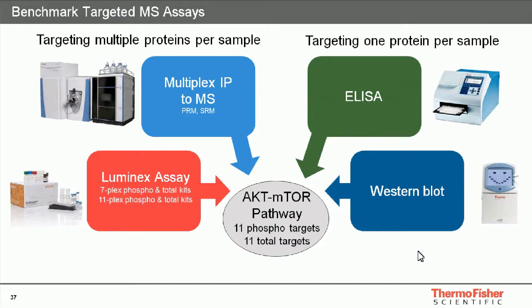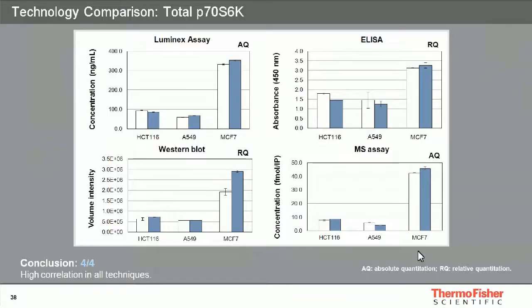There is one 7-plex phospho and total kit from Thermo and 11-plex phospho and total kits from Millipore. So if we look at some of the results for each one of these technologies, in this particular slide, we are looking at total P70S6K. For each technique, the measurement unit is going to be different because they are each using a different detector.